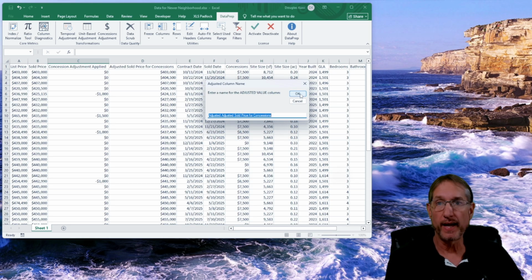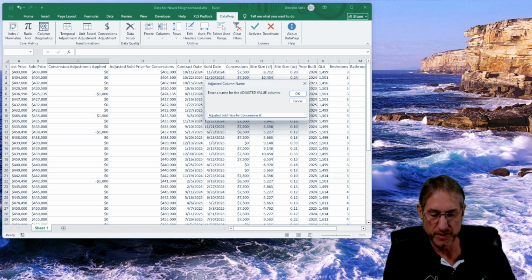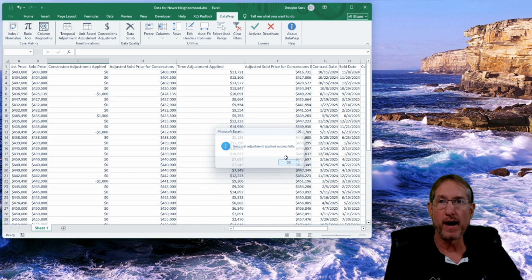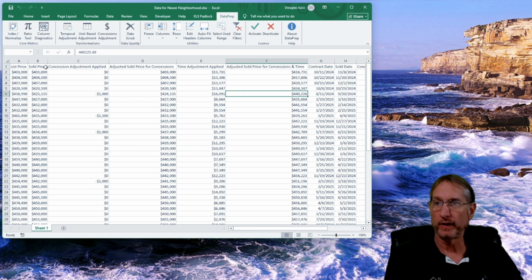So here I'm going to rename the new adjusted row to adjusted sold price for concessions and time, just like in the established neighborhood. So now we have new rows for adjusted for concessions and adjusted for concessions and time. So now the prices are fully normalized for concessions and time. So with market timing removed, we can finally look at what the site size is going to do to it. So let's go pull up our regression.